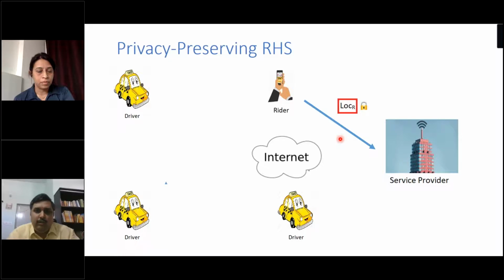So what the rider could do is just encrypt the data and then send it to the provider. But when you say encrypt, with respect to what key? The service provider's key would not be a good option, because encryption will provide guarantees in transit and maybe at rest, but then, okay, we'll see that.